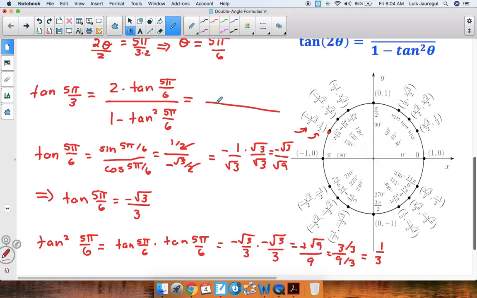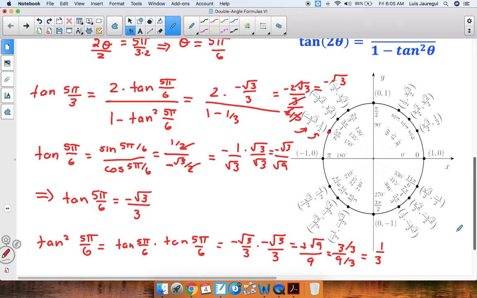Now going back here, we can say tangent of 5 pi over 3 simply becomes 2 times tangent of 5 pi over 6, which we said was negative root 3 over 3, and all of that is over 1 minus tangent square of 5 pi over 6, so we have 1 minus 1/3. Now notice here that you have negative 2 root 3 over 3 divided by 2/3. The 3's cancel here, and the 2's cancel here as well. So this is simply equal to negative square root of 3.